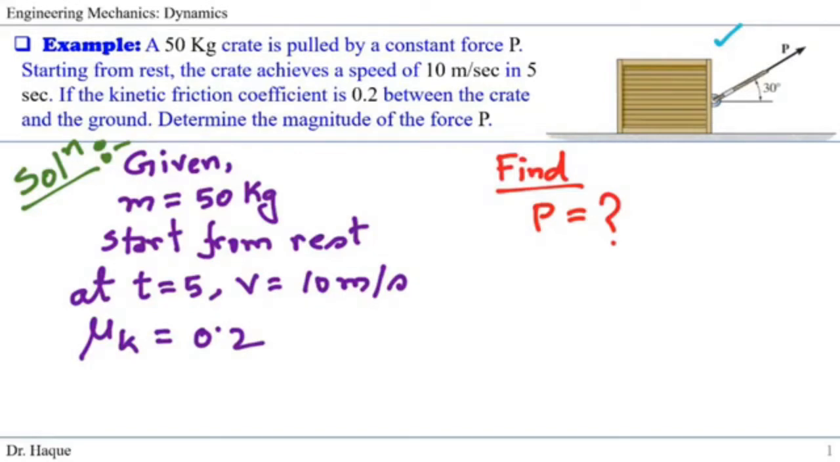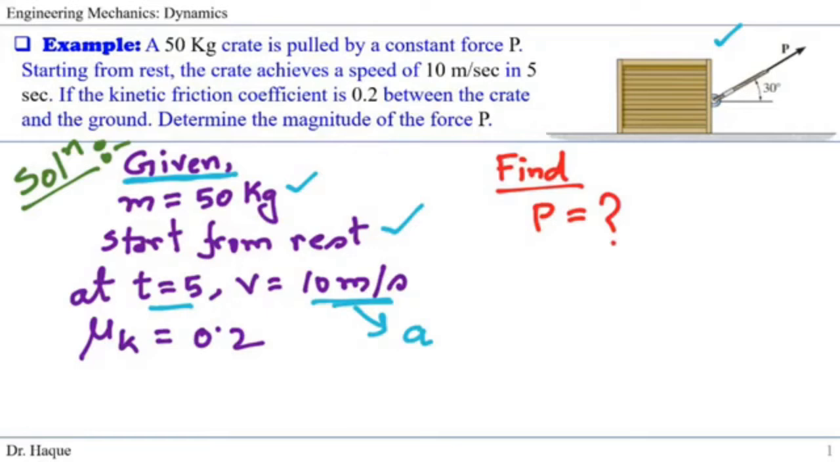So the first step, without thinking, is to find out what is given and what I have to find. Given is the mass of the crate. It starts from rest, and at t equals 5 seconds, the velocity is 10 meters per second. So there is a change in velocity. What happens if there is a change in velocity? Yes, there is some acceleration involved. So there is a hint here that there must be an acceleration involved. Otherwise, there would not be a change in velocity.